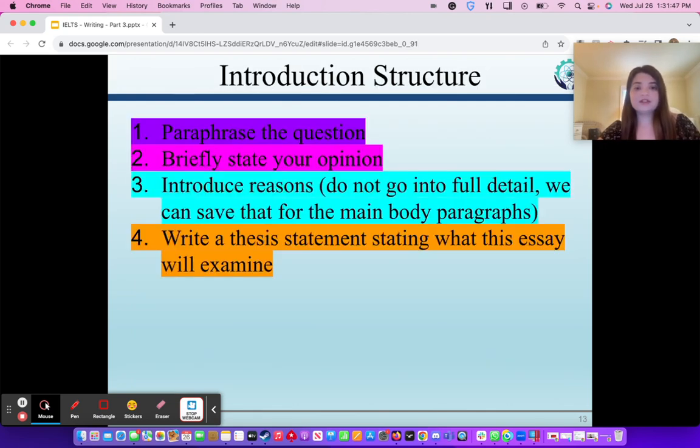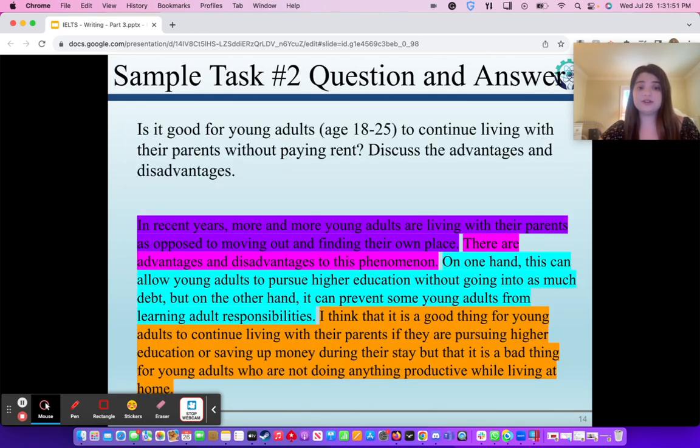Okay, so let's review. What were the requirements? The first one is in purple and it's paraphrase the question. So that basically means to state the question in our own words, right? So in recent years, more and more young adults are living with their parents as opposed to moving out and finding their own place, right? That's generally what this is going to be about. We're kind of paraphrasing the question. We're talking about how young adults are more likely to do that than they used to be, right?